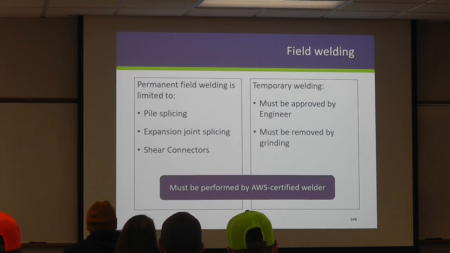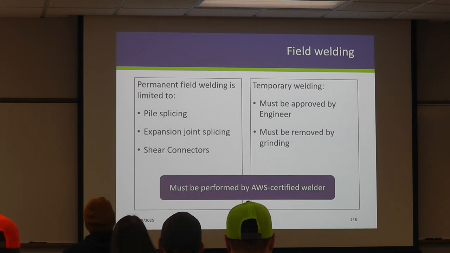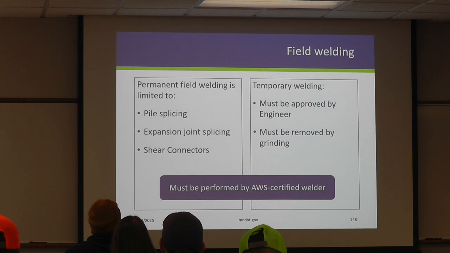Temporary welding, there may be a need for a contractor to do some temporary welding on our permanent fixtures. We generally disallow this, but should it come up, should it be necessary, it needs to be approved by our engineer, and that has to be completely removed by grinding. There's a lot of criteria behind this. Regardless, it has to be performed by an AWS certified welder.